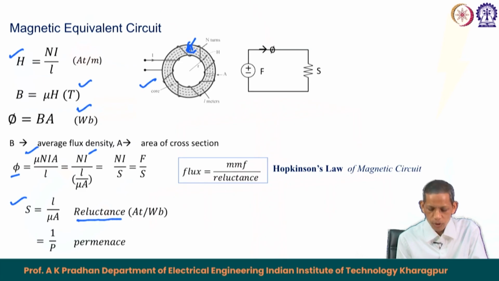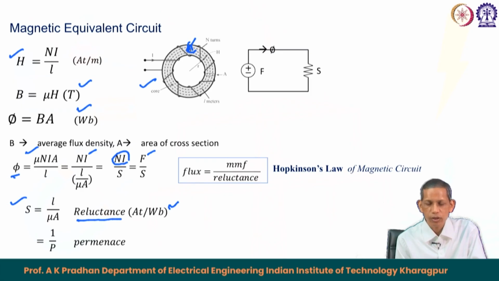S has the unit of ampere turn per Weber, and this follows from N I being the MMF F and S the reluctance. So, with flux phi in Weber and N I in ampere turn, S is in ampere turn per Weber. This is also written as S equals 1 upon P, where P is the permeance of the magnetic path.